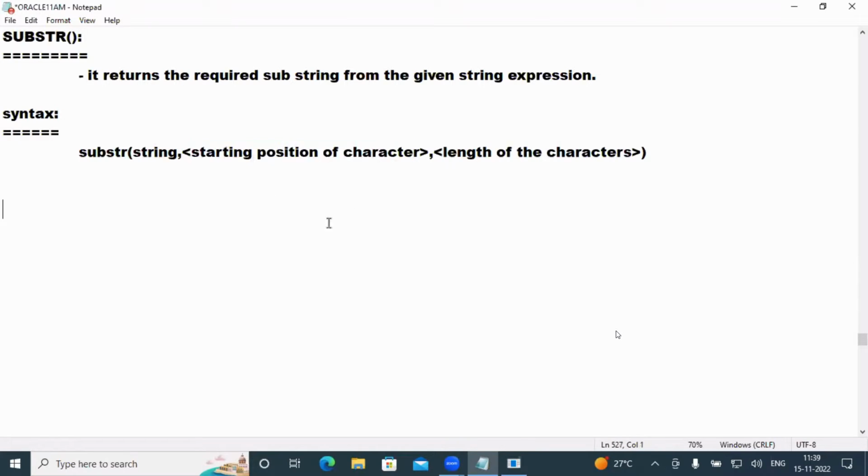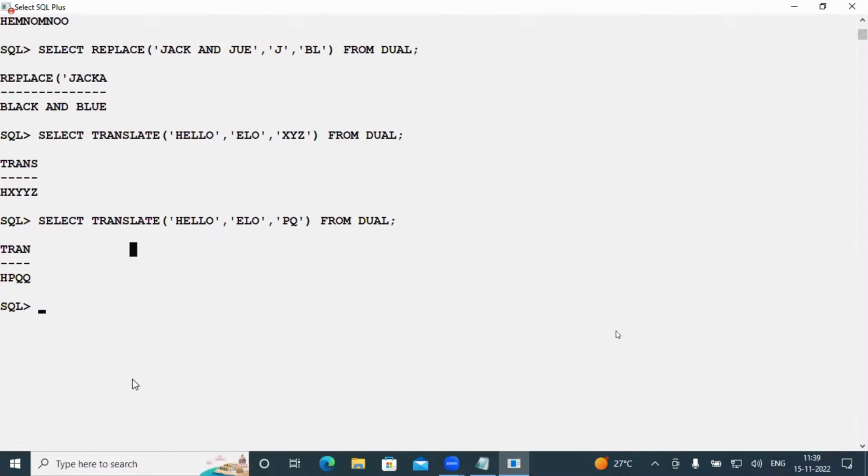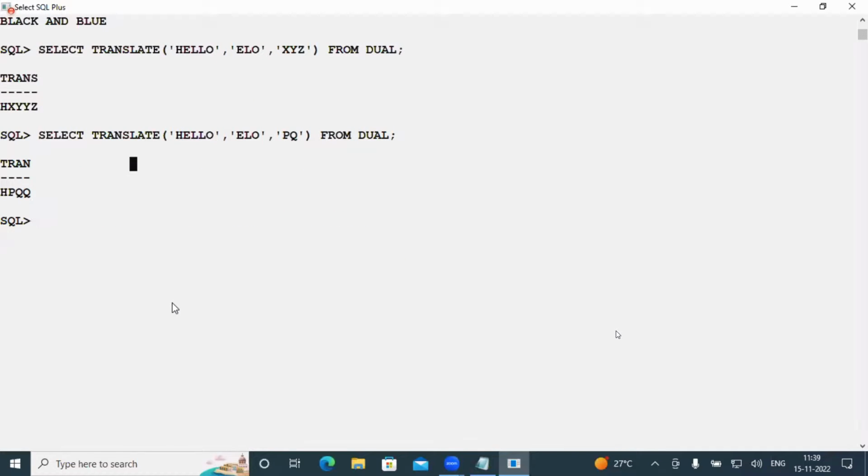Now let me see some examples on this. For example, I'm going to write select substring of, here I'm passing welcome as my statement. So how many characters does the string welcome have in total?